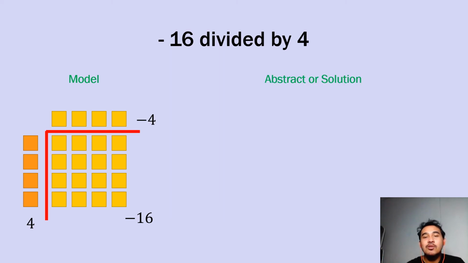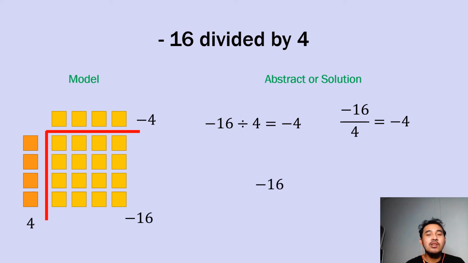Now, let's have the abstract solution. We have negative 16 divided by 4. The answer is negative 4. We have negative 16 over 4 in fraction form, so it is negative 4. Now in long division, negative 16 divided by 4, the answer would be negative 4. Multiplying that, you have that, and then the answer would be 0. No remainder.